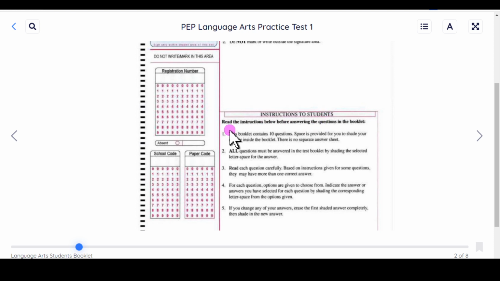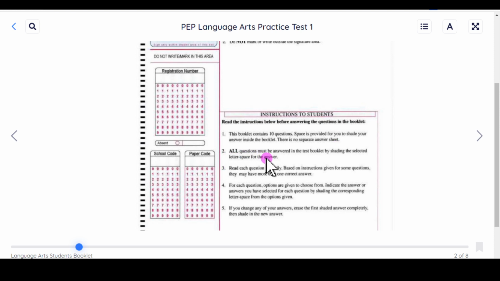Instruction to students: read the instructions below before answering the questions in the booklet. 1. This booklet contains 10 questions. Now, the one you may do may have 40 questions in there when the time comes, but it will tell you ahead of time how many questions you are to complete. So there's no question about the number of questions to be done. Space is provided for you to shade your answers inside the booklet, and there is no separate answer sheet. So you don't need to be asking the invigilator for an answer sheet. One is provided within the booklet for you to do so.